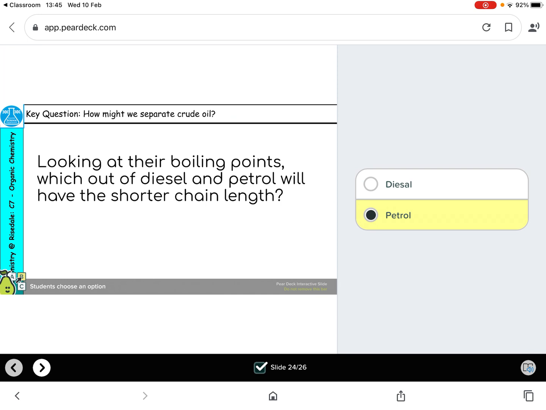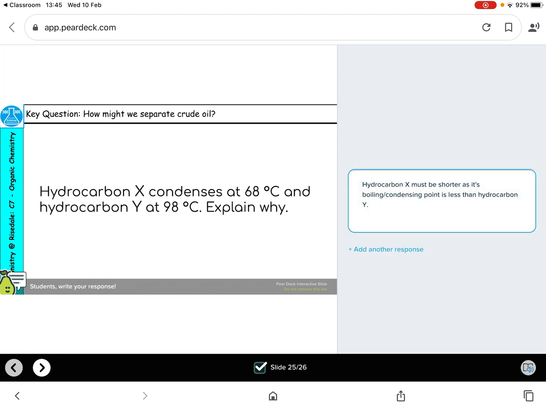When you labelled your diagram, you should have placed petrol above diesel. Petrol boils at a lower temperature, so it must have a smaller chain length.